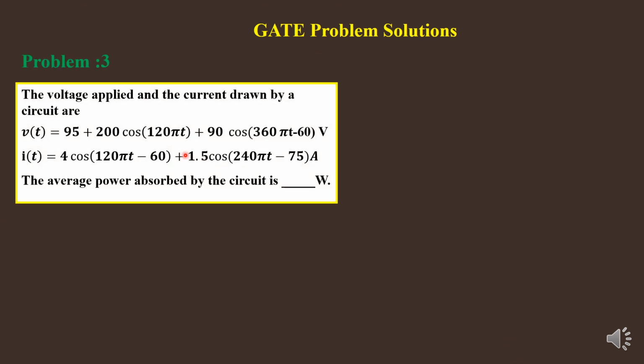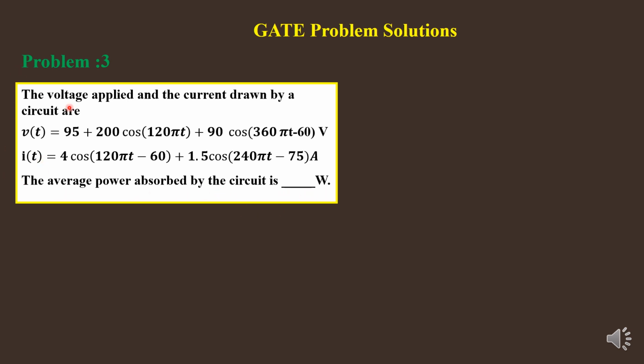See, the third problem is taken from the AC network. First, I will read out the problem. The voltage applied and the current drawn by a circuit, v(t) and i(t), are given. The average power absorbed by the circuit is dash watts.